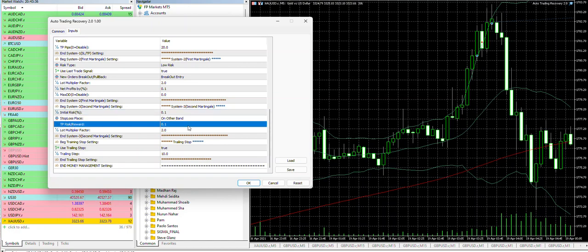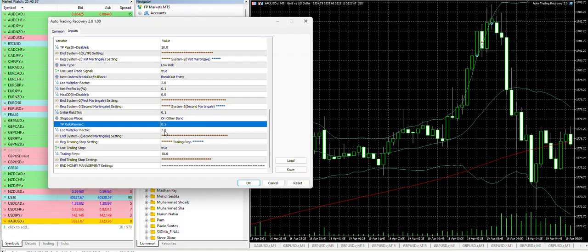Risk reward, you can set it depending on your tests and your results. So 0.5, for example, means the target is half of the stop loss. So if the stop loss is here, the target will be half this range, which is about here.